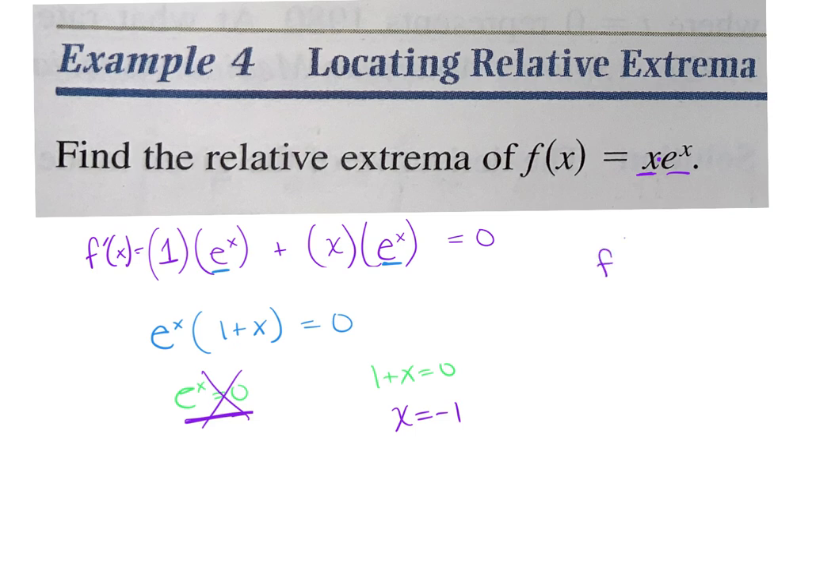So then I say, well, what happens at negative 1? Well, that's going to be negative 1 times e to the negative 1, or negative 1 over e. You can plug that in if you want to get the actual decimal value, or you don't have to, but that's where it happens. It happens at the point negative 1 over e.